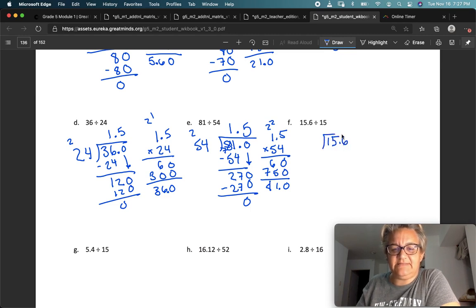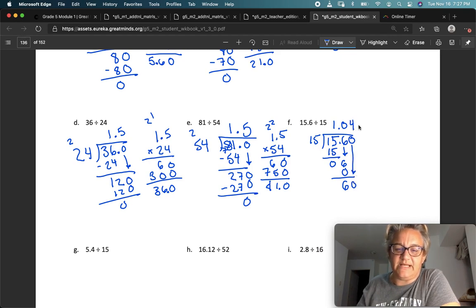15 and 6/10 divided by 15. Well, we know 15 will go into 15 one time. And there we get a 0. But that's not the 0 we're looking for because we still need to include these 6/10. So I'm going to bring the 6/10 down. But I already know that 15 isn't going to go into 6/10. So I'm just going to go ahead and add a 0 right here. 0 times 15 is 0. And now I have 6 in my 10th spot. I'm going to add a 100th place. And I have 60. 15 will go into 60 4 times.